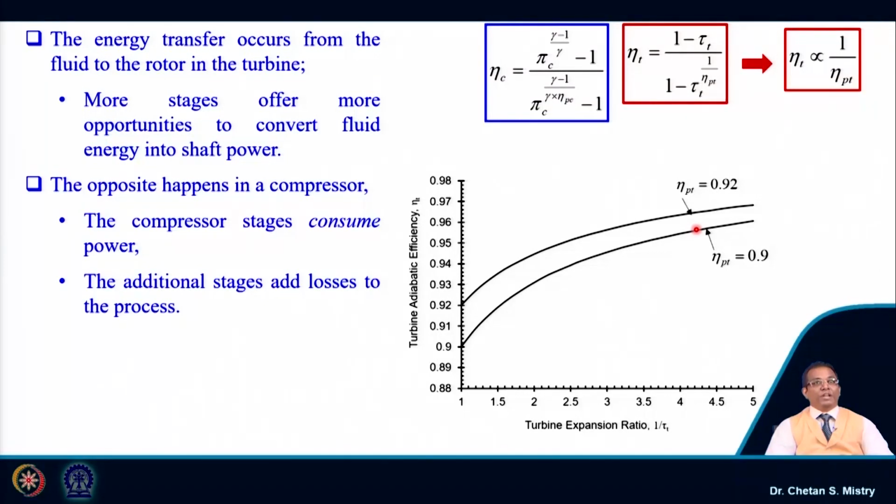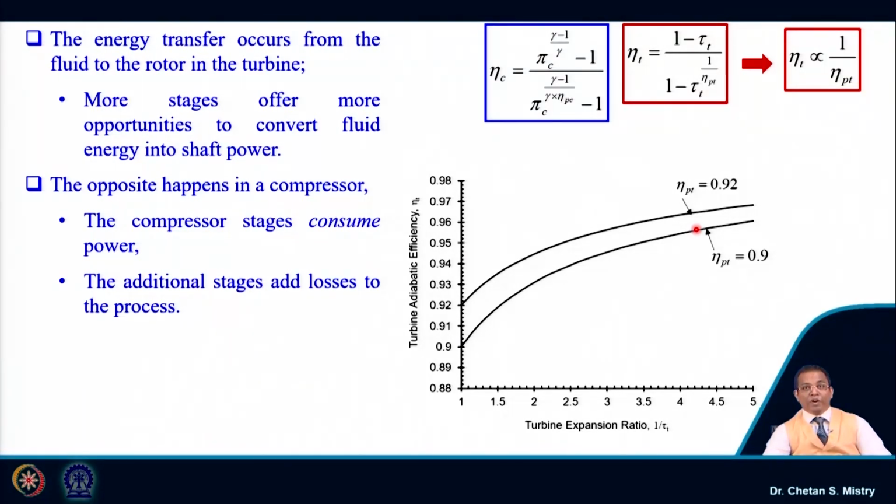Okay. Now, my energy exchange is what is happening inside my turbine rotor. So, more number of stages will give more opportunity for energy to be converted into shaft power. In the opposite sense, the compressor is a power consuming device. If we add more number of stages, we are increasing the losses in the process.